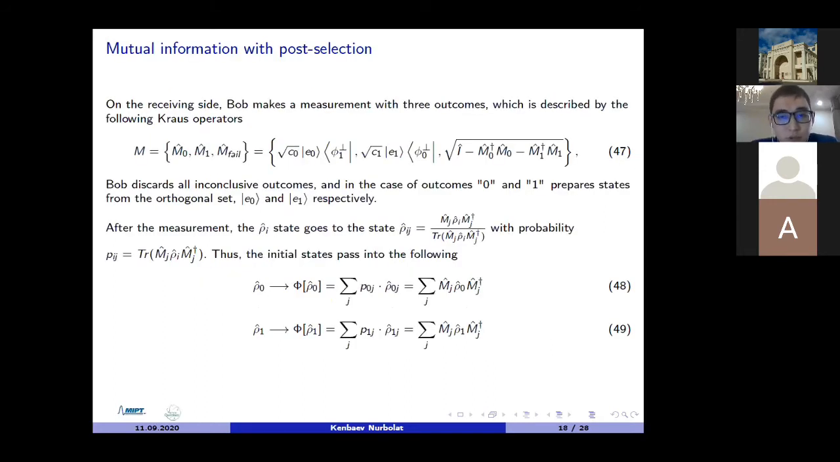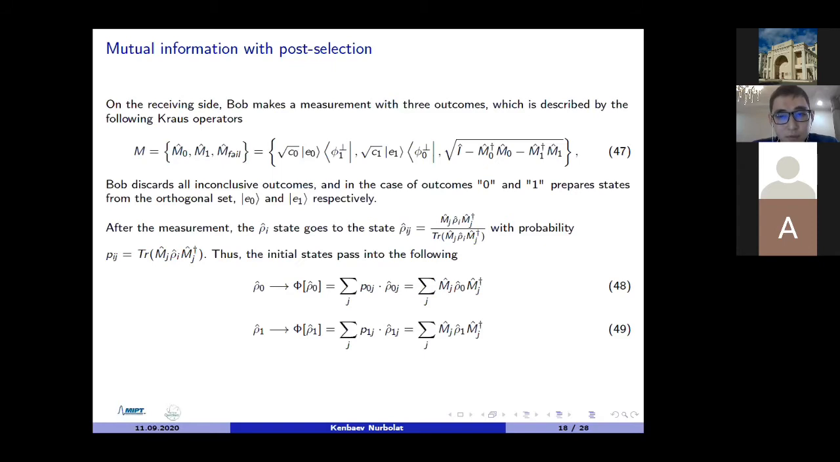Then we will calculate the mutual information. Unlike the B92 protocol, in this measurement we are interested in the measurement results, and we are preparing states after the measurement. So we will switch to the Kraus representation, which is described by the following Kraus operators. This is a measurement where the first two outcomes correspond to precise results. In the case of outcome 0, Bob prepares state E0, and in the case of outcome 1, he prepares state E1. But he doesn't do anything in the third outcome. He discards those outcomes.